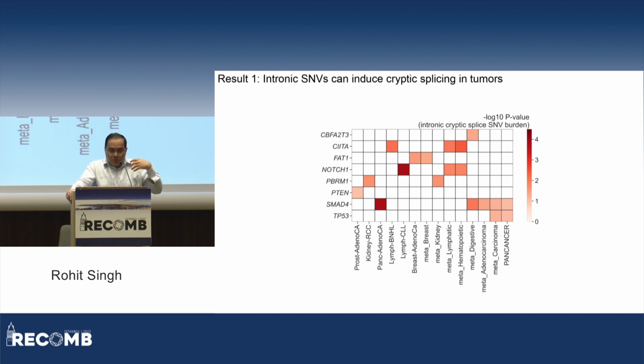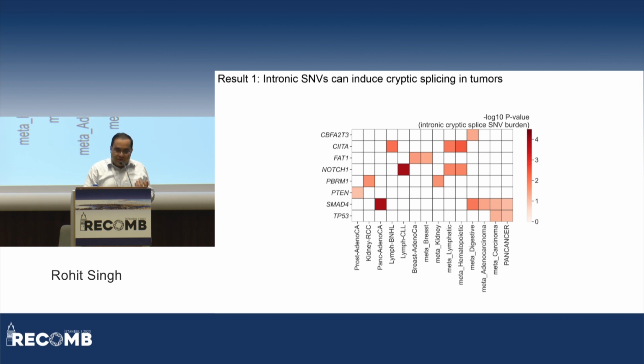And so what they did is they essentially applied their method to all the introns, did like a splicing test, and they looked for individual genes in specific types of cancer with an excess of intronic cryptic splice single nucleotide variants. And what they found seems to be fairly consistent with what is known.